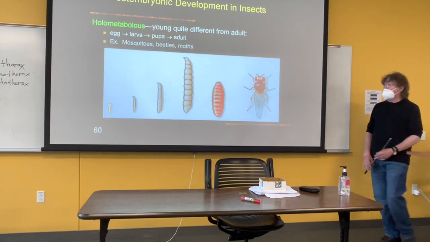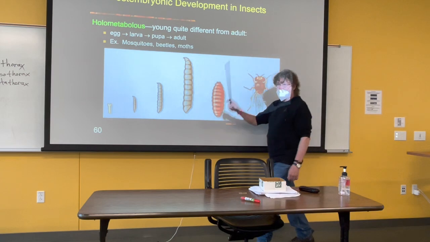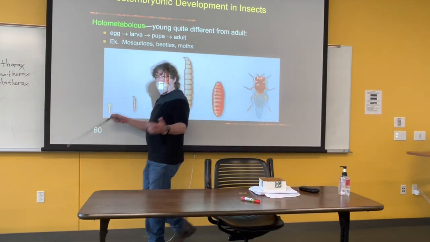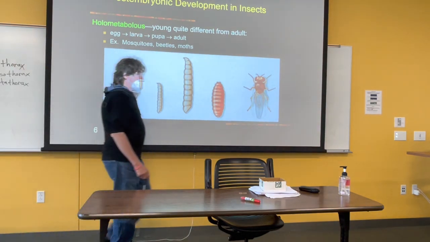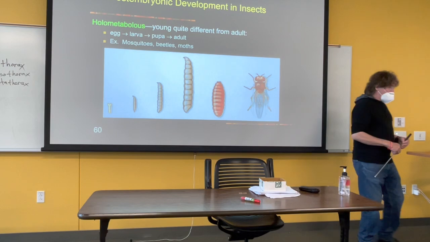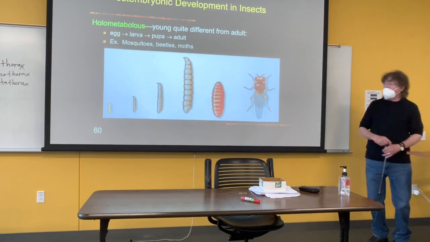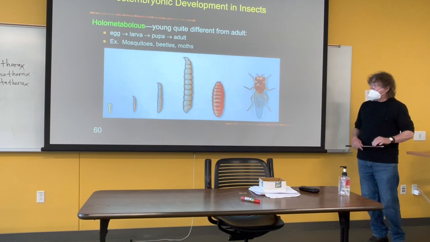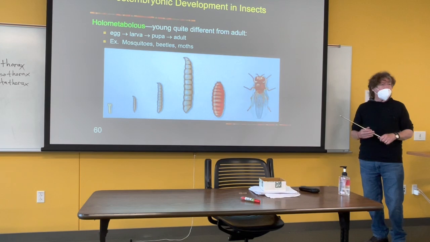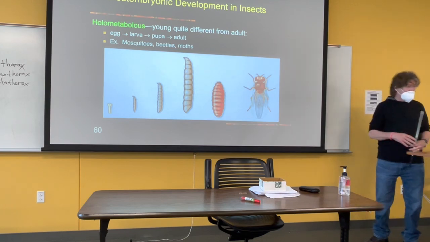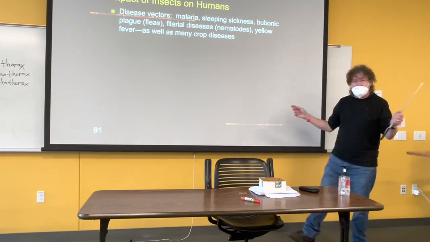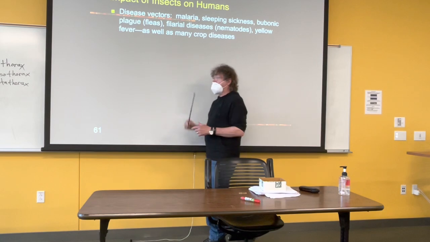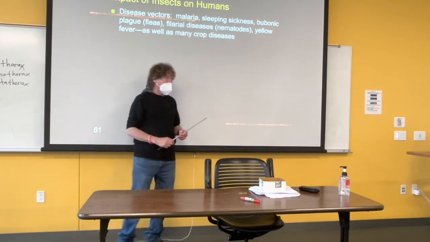Okay, so this is like mosquitoes, beetles, moths, butterflies, bees, ants. They all belong to this group. And just the beetles alone, Coleoptera, that particular clade, has over 500,000 species worldwide. It's one of the biggest groups of insects. Okay, so that's all the phylogeny stuff for this. Now let's talk a little bit about the impact that insects have on humans.